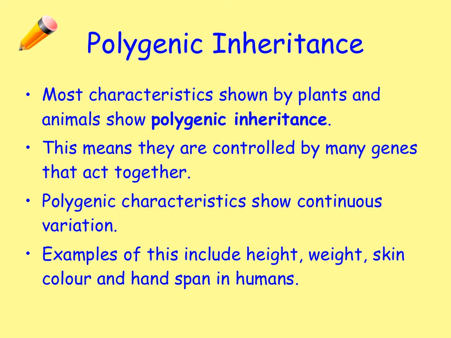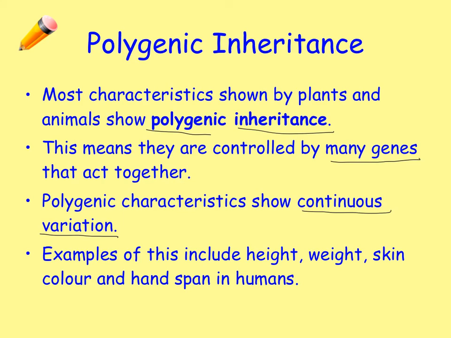Now, there's one type of inheritance I want to talk about, and that is called polygenic inheritance. Most characteristics shown by plants and animals show polygenic inheritance. What we mean by polygenic inheritance is that there are many genes that act to control the characteristic, and so what we're talking about here are things that have continuous variation.